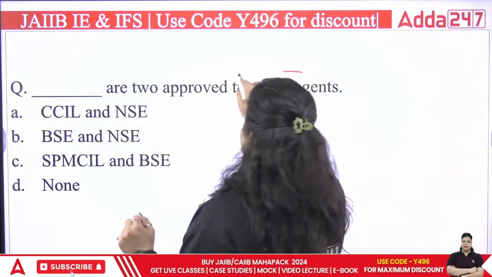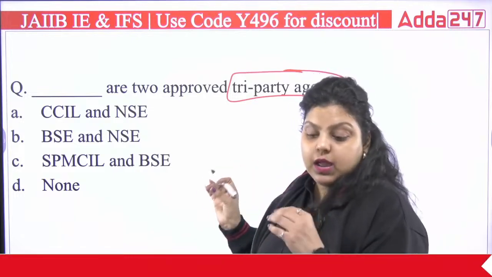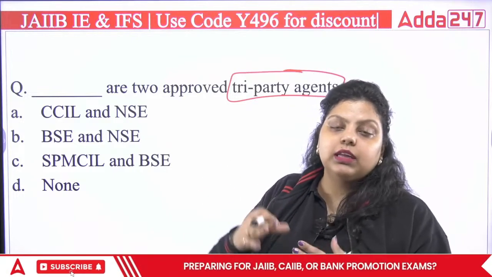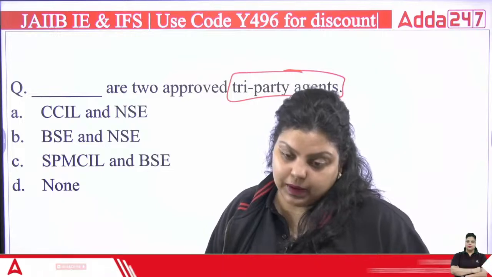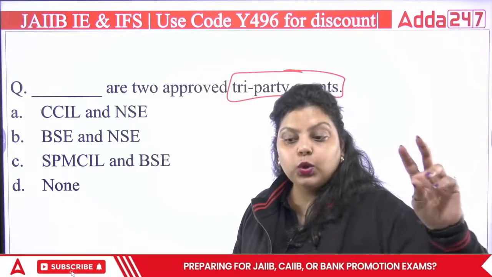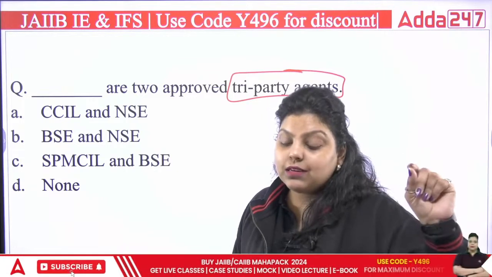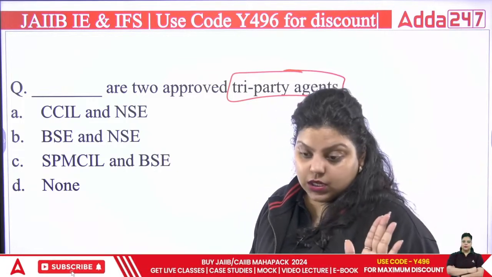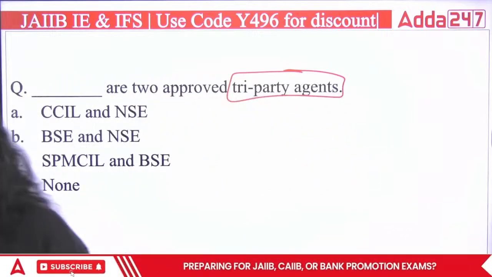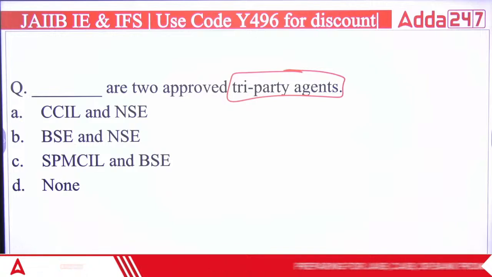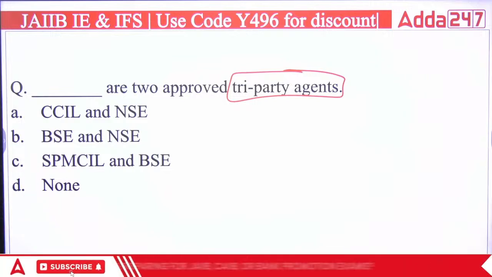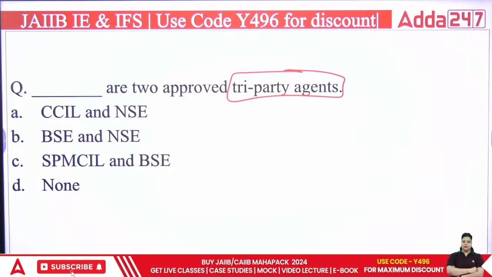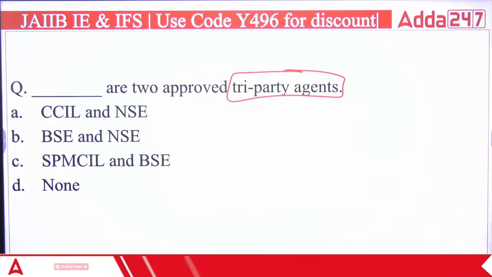The next question is talking about, as we have discussed, the tri-party agent. The tri-party agent is the third entity in the repo transaction that we have discussed. Now the question is asking who the tri-party agents are right now, because only 2 agents have been approved and only 2 agents are performing tri-party repo transactions in India. So out of these 4 you have to answer which of the following is the tri-party agent. Is it CCIL, NSE, BSE, NSE, SPMCIL, BSE, or none of the above? Let me know. A, B, C, or D. Which of the following is correct here?